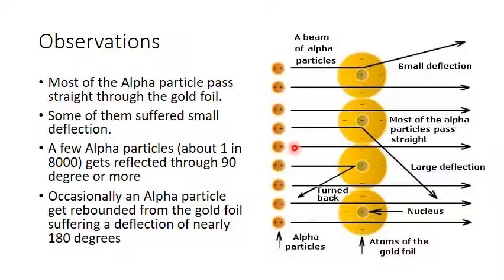Occasionally, and this is very rare, an alpha particle got rebounded from the gold foil, suffering a deflection of nearly 180 degrees. So in very rare cases, out of the large number of alpha particles scattered, one or two alpha particles came in one direction and returned back in the same direction. They underwent a deflection of nearly 180 degrees.